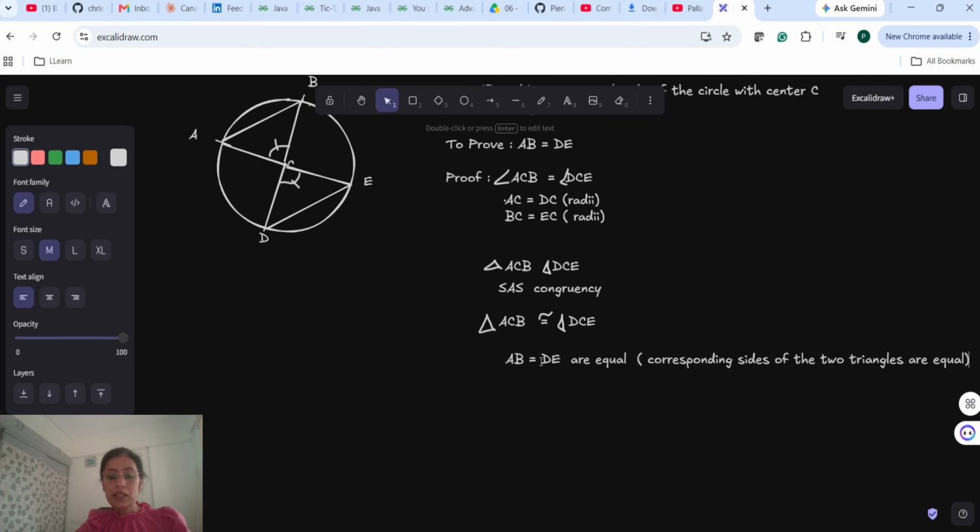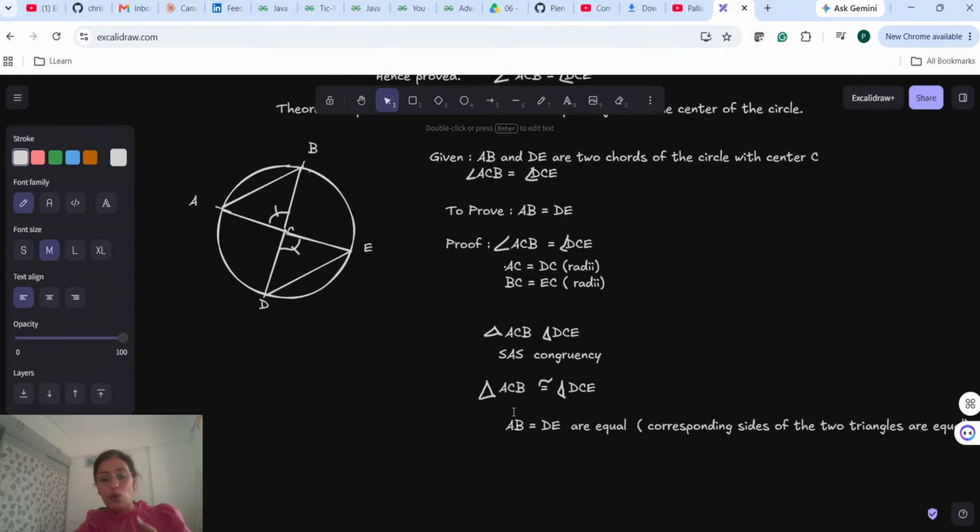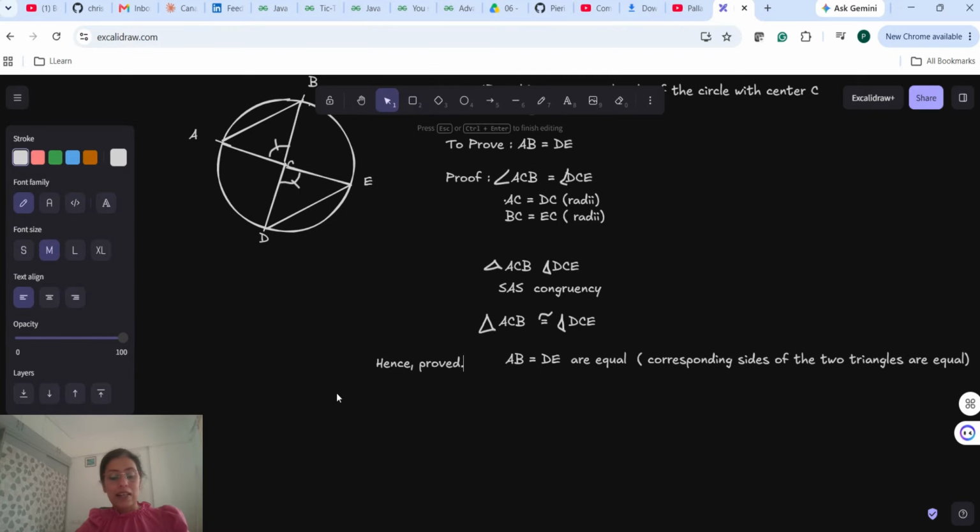I made already this equal to sign, so I need not write "are equal." It shows it is equal, right? So we have proved. Hence proved. And let's write what theorem does it lead to.